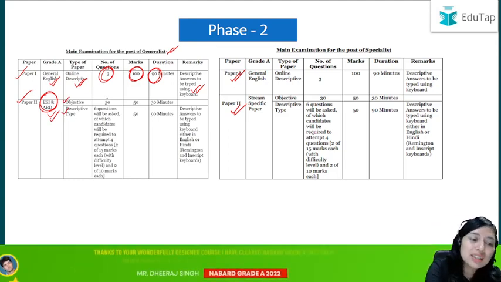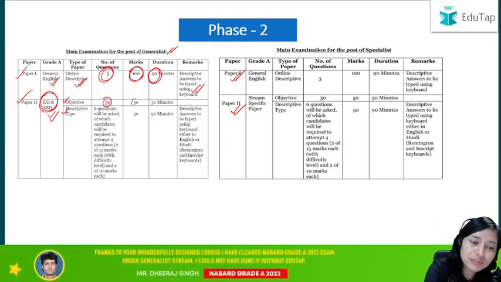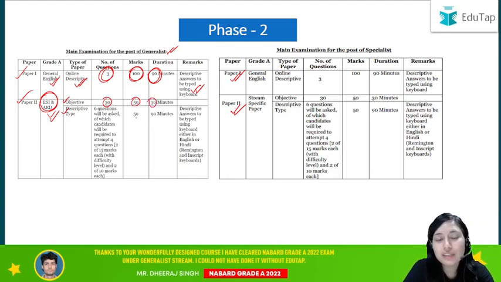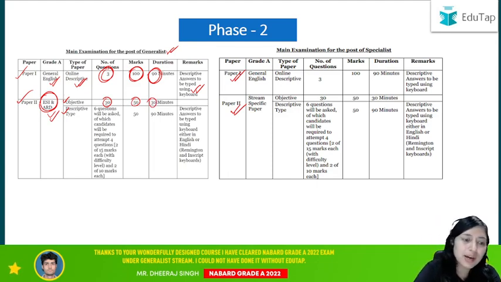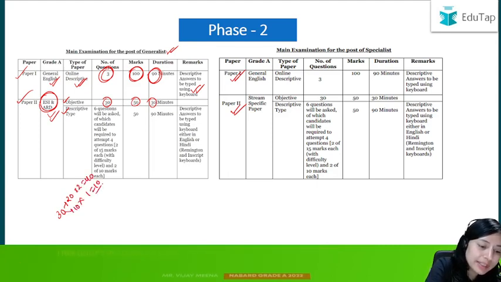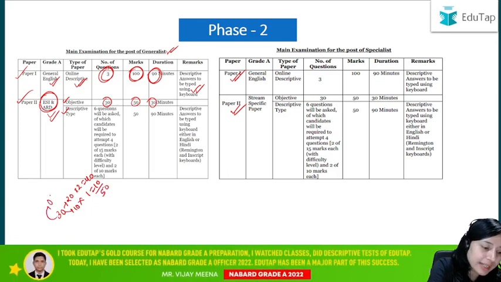There will be 30 objective questions of 50 marks, and the time duration allotted to you for doing these objective questions will be 30 minutes. Now talking about the distribution of marks, out of 30 questions, 20 questions will be of 2 marks and 10 questions will be of 1 mark, completing your 50 marks of objective.